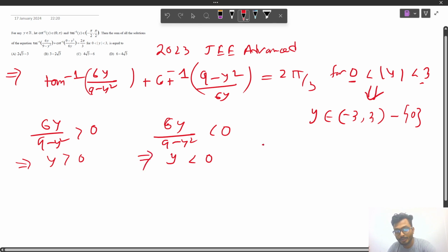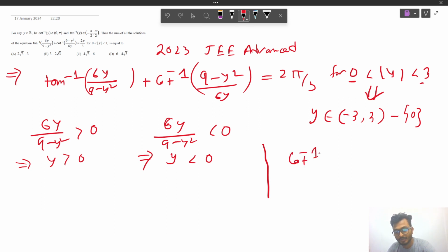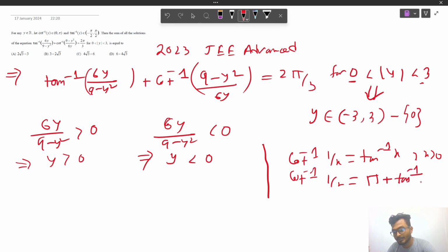Now one property we know: cot inverse of 1 by x is tan inverse x when x is greater than 0, and cot inverse of 1 by x equals pi plus tan inverse x when x is less than 0. So these things we know.